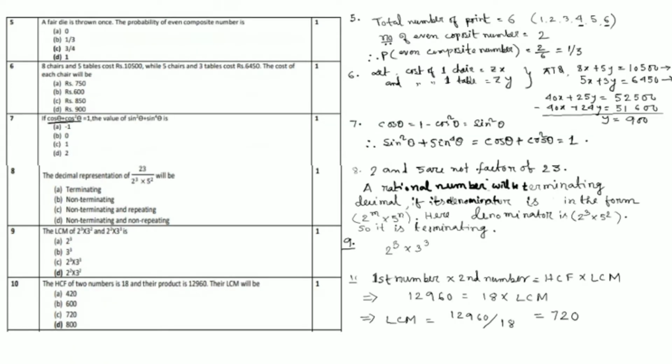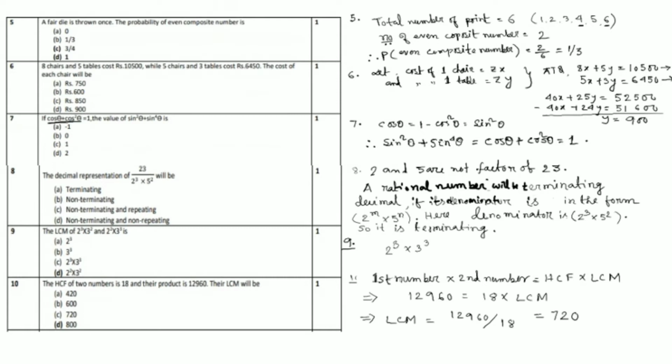In question number 5, the question is: a fair die is thrown once, what is the probability of an even composite number? So here the total number of points is equal to 6, because in a die there are 6 points: 1, 2, 3, 4, 5, 6. So the total number of points is equal to 6. And the number of even composite numbers is equal to 3: 2, 4 and 6. Okay. So the probability of an even composite number is equal to 2 by 6. So it will be 1 by 3. So which option will be right?